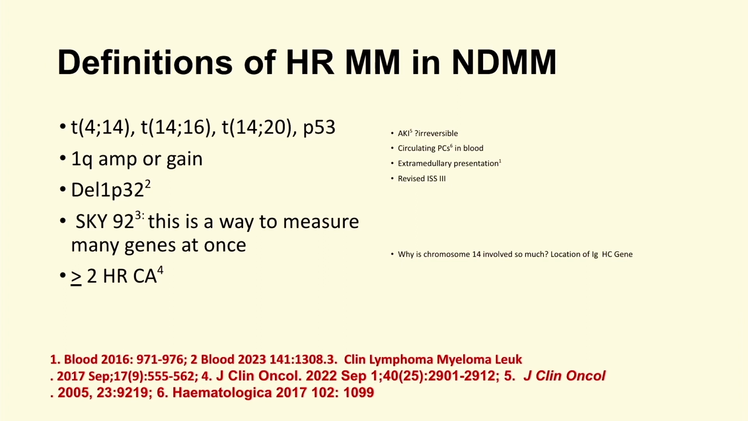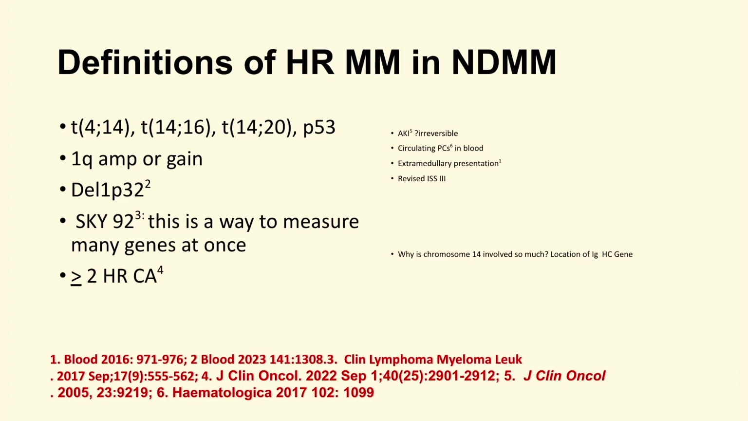Now, why is chromosome 14 here all the time? That's not an accident. On chromosome 14 is encoded part of what we call the heavy chain of the antibody. That means the part that tells you it's IgG or IgA, not the light chain part, but this is what's called the heavy chain part. So that's why that's involved all the time.